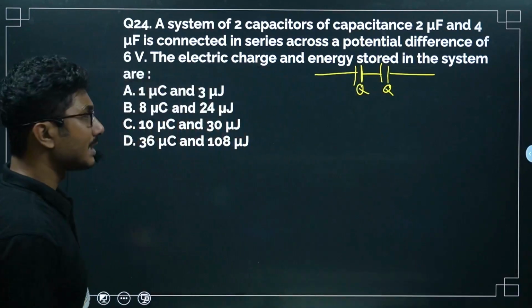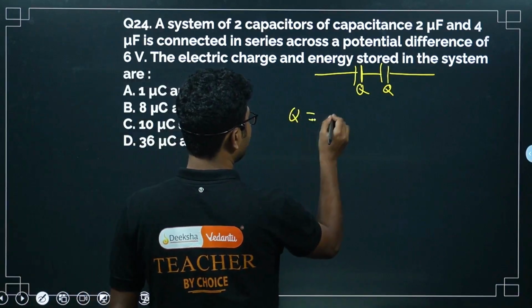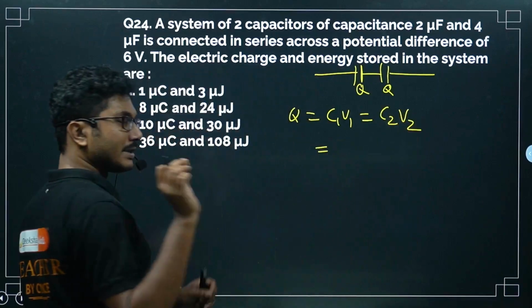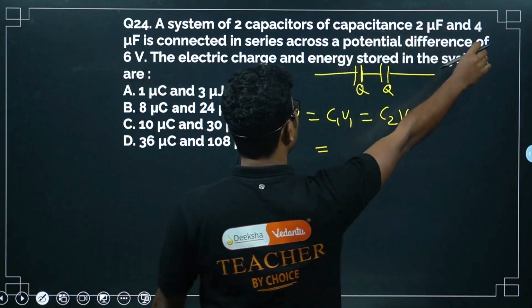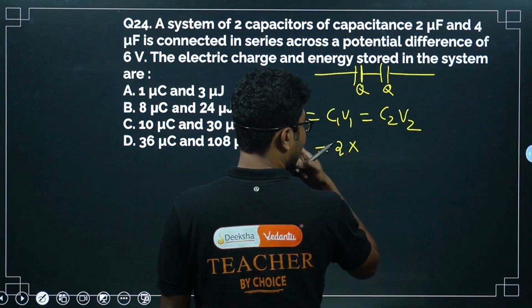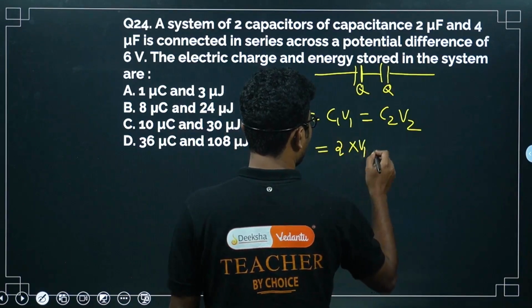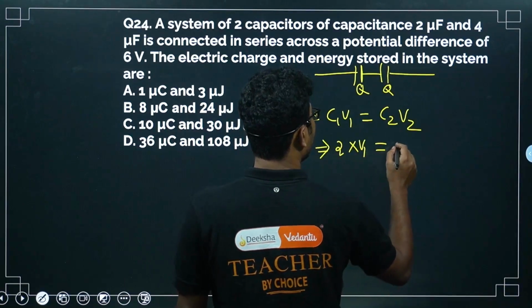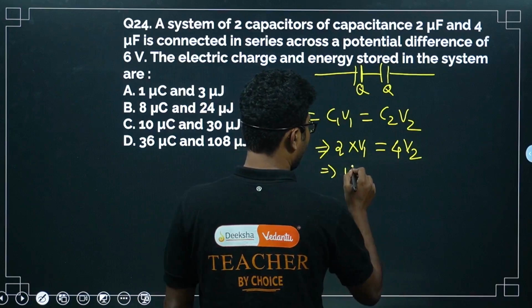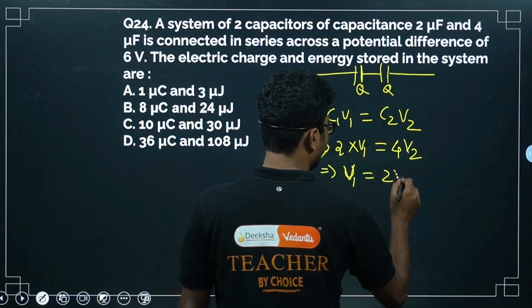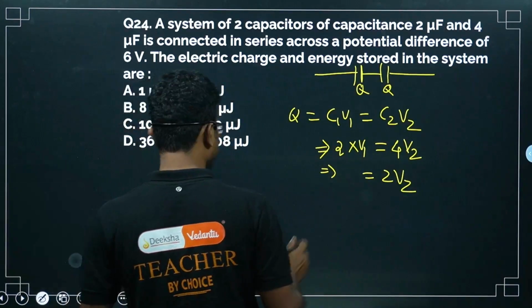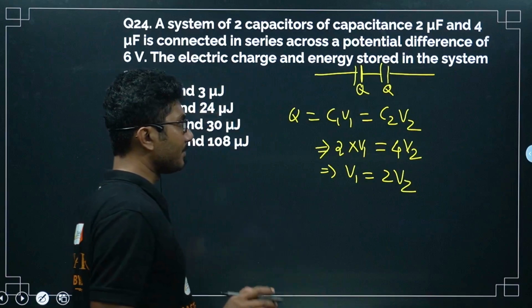Now let's see how much charge is stored. So we know that Q is equal to C1 V1 equals C2 V2, right? Any one charge is sufficient in this case. Now what is the Q1, Q2? C1 is 2, and V1 we don't know, but we know that this is equal to 4 times V2. So V1 is equal to 2V2. Same as the previous problem. Only thing is the final result will be different. But if you start with the initial relationship, it is the same as the previous problem.